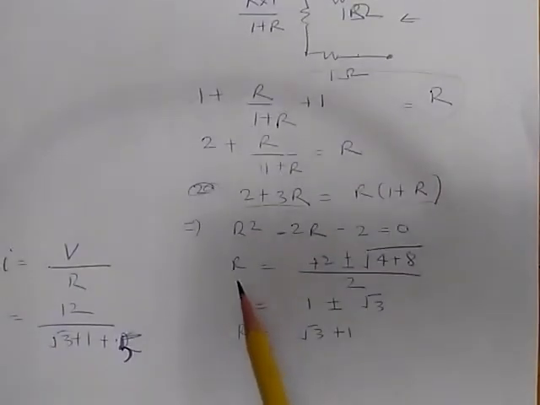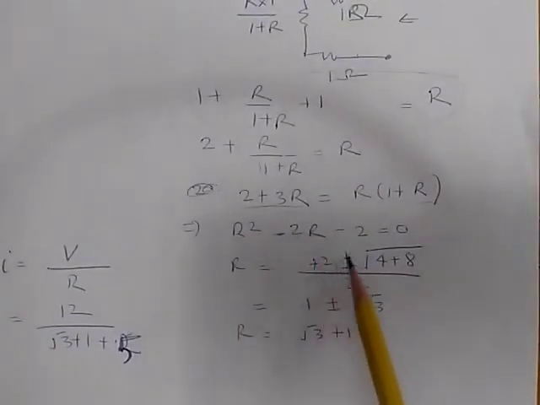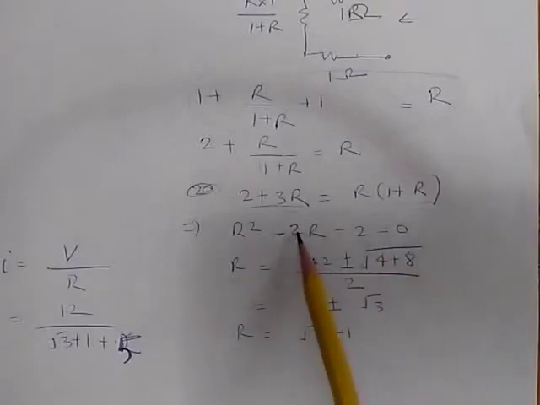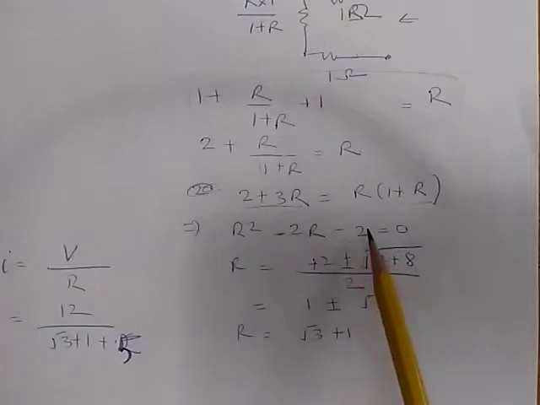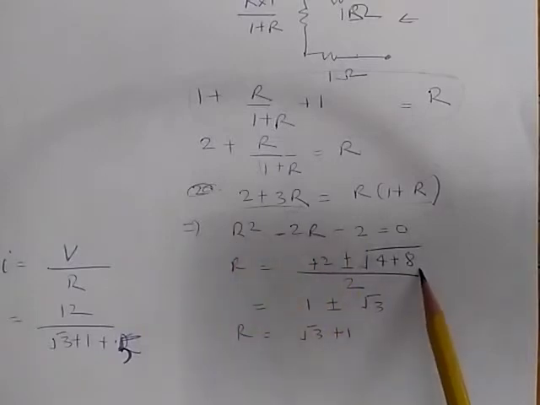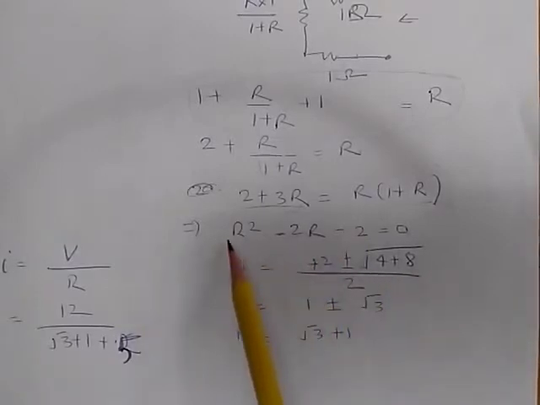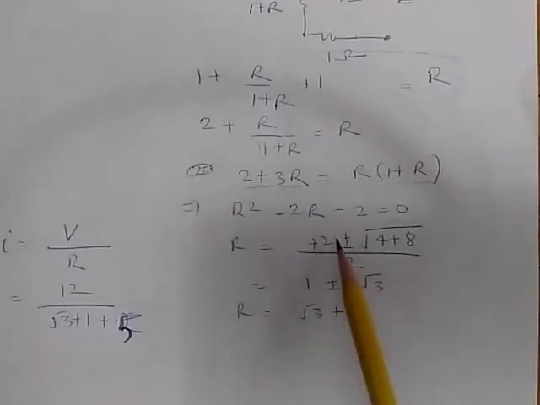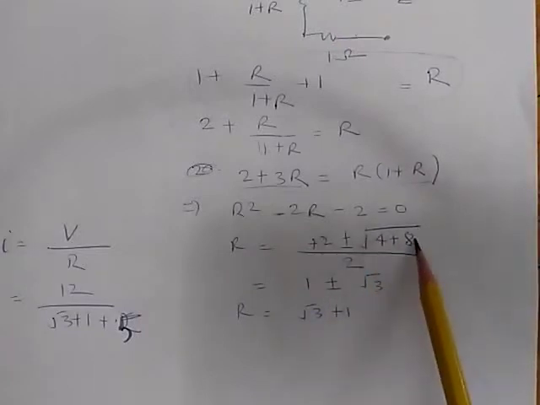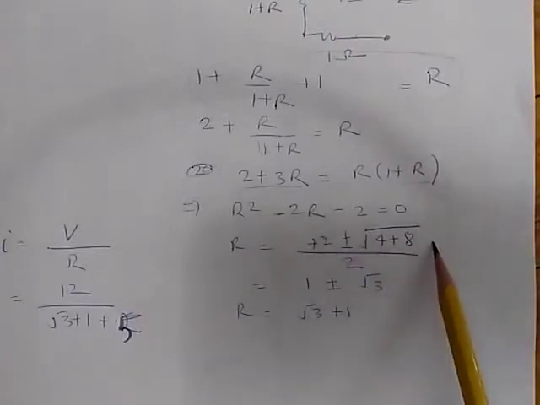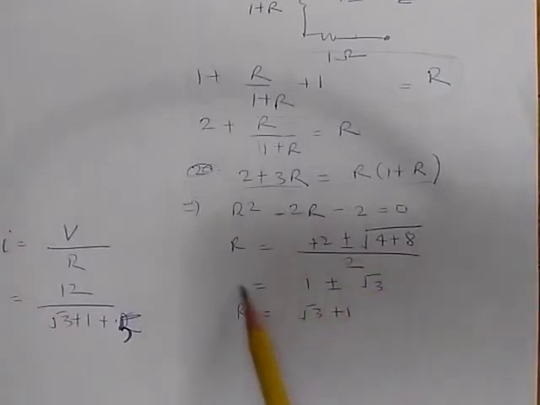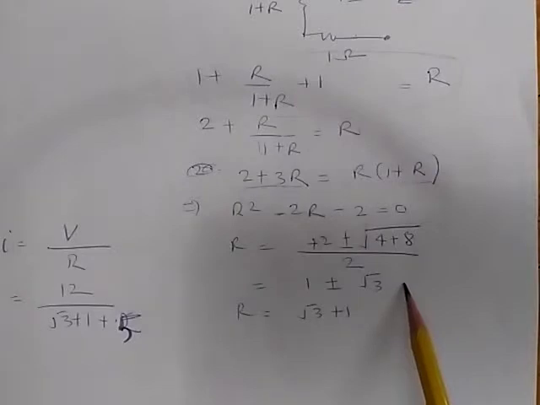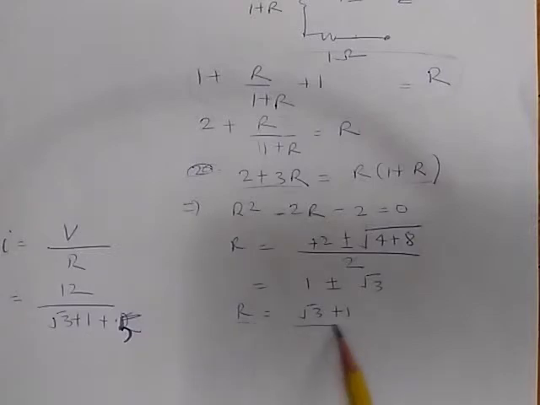And the 2 goes to this side, so it becomes R square minus 2R minus 2 equals 0. R is equal to minus b plus or minus the square root of b square minus 4ac, divided by 2a. Minus 4 into minus 2 into 1 is 8, so b square minus 4ac is 4 plus 8, which is 12, divided by 2. 2 divided by 2 is 1, plus or minus the square root of 12, or 4 into 3, or 2 root 3. The 2 cancels, so R becomes 1 plus or minus square root 3. It cannot be negative, so we discard the negative sign. The value of R is square root of 3 plus 1.